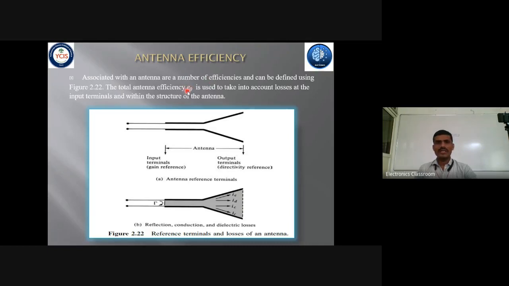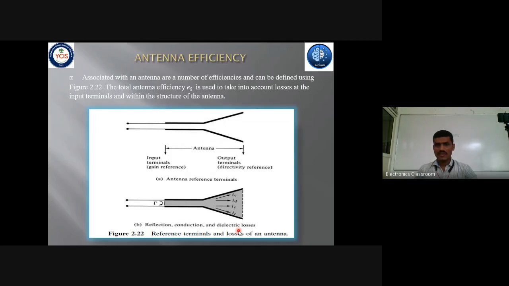Now, total antenna efficiency is the combination of different efficiencies. That means there are a number of efficiencies present. For example, the first one is radiation efficiency, also called antenna radiation efficiency. Then reflection efficiency, conduction efficiency, and dielectric efficiency.